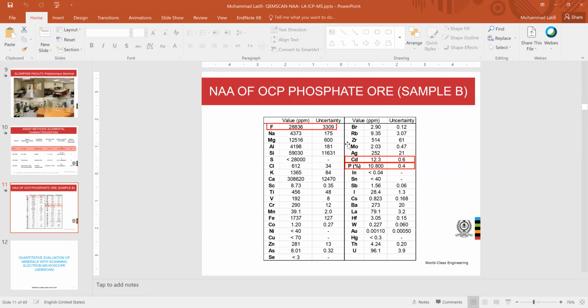This is a good example of assay data from a phosphate ore from Morocco. You see that all data are reported in ppm for elements. There is nothing here about chemical compounds of the element. So this is called elemental assay.